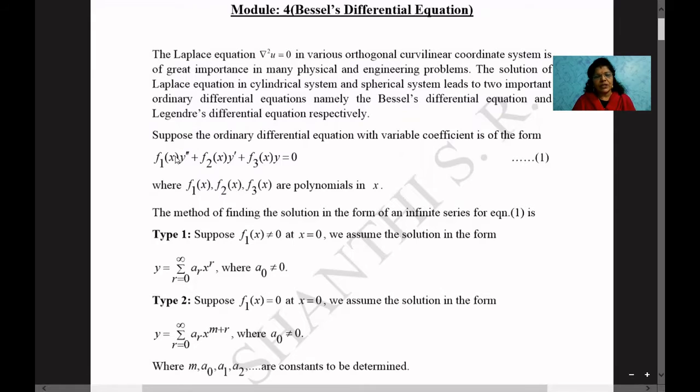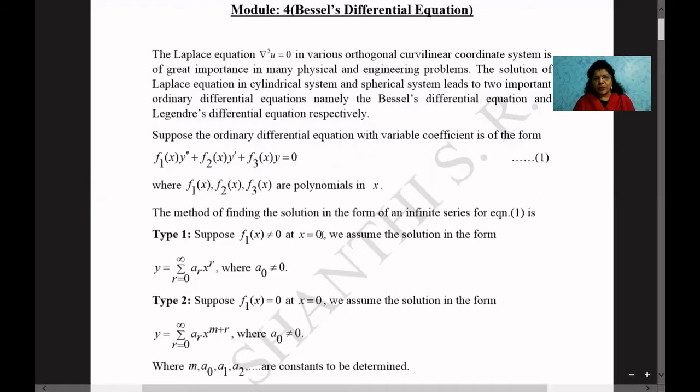Suppose we have an ordinary differential equation with variable coefficients, which is of the form f1 of x into y double dash plus f2 of x into y dash plus f3 of x into y equal to 0, where f1 of x, f2 of x and f3 of x are polynomials in x. This is a homogeneous ordinary differential equation with variable coefficients. Suppose the coefficient of y double dash, f1 of x, is not equal to 0 when x is equal to 0.